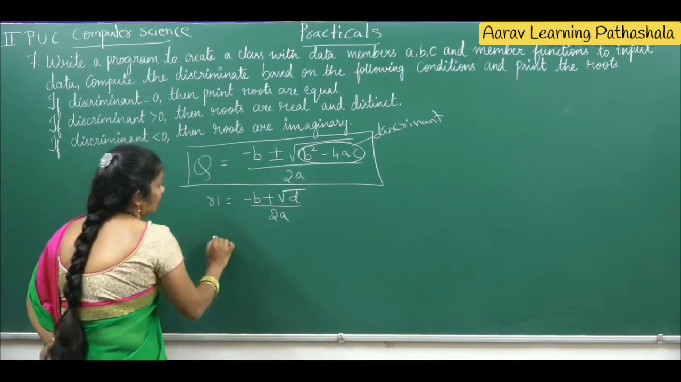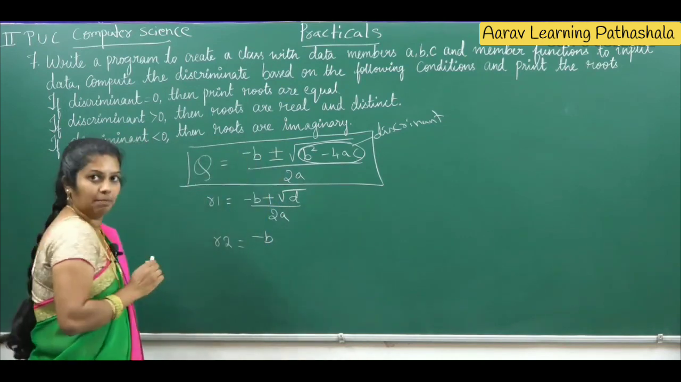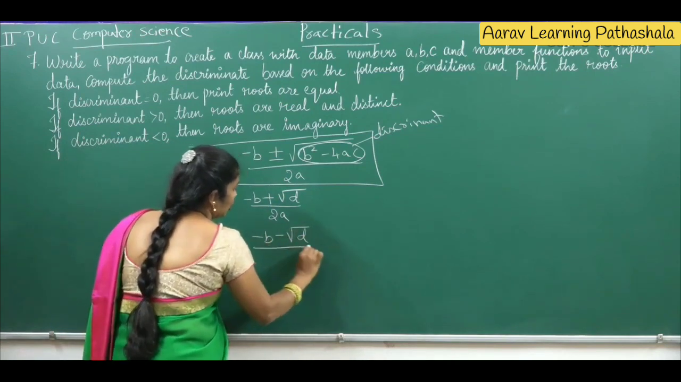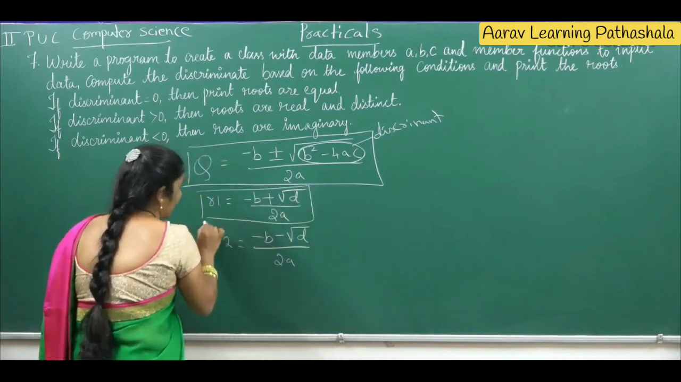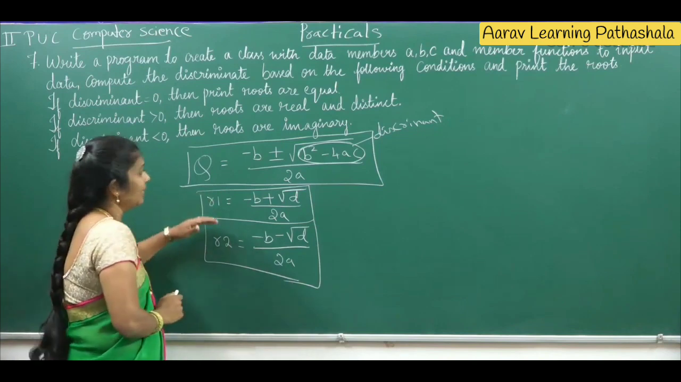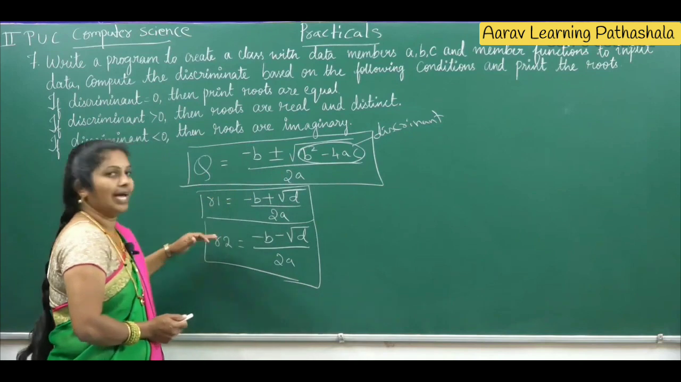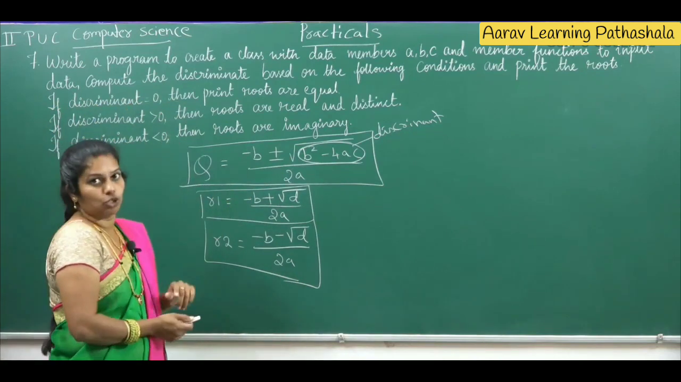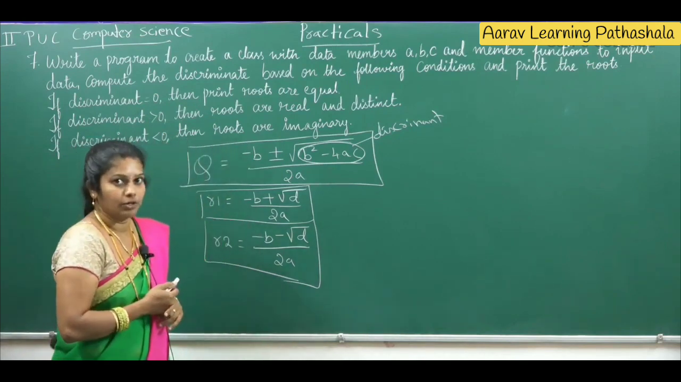That is root 1. Then root 2 represents minus B. In the first case we wrote plus, now it is minus: minus B minus square root of discriminant, whole thing divided by 2A. This is root 1 and this is your root 2. Now is it clear? Depending upon the discriminant, you have to find root 1 as well as root 2. In the question, if the discriminant is equal to 0, you have to find what the root 1 value and root 2 value are.